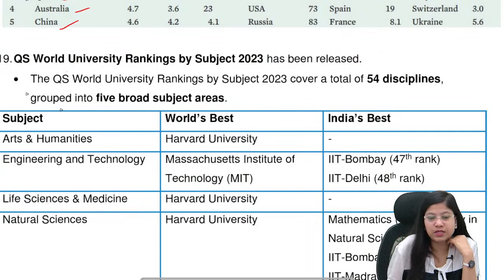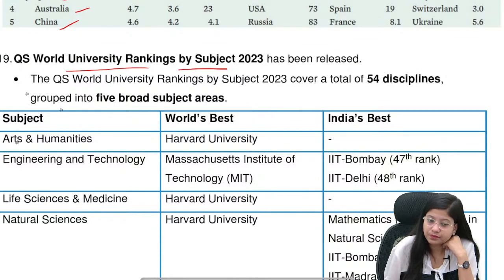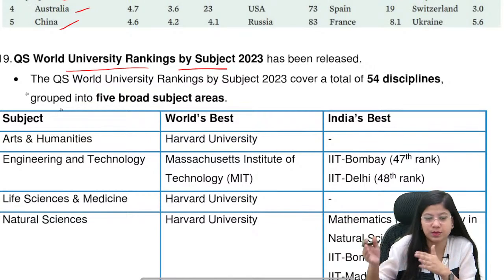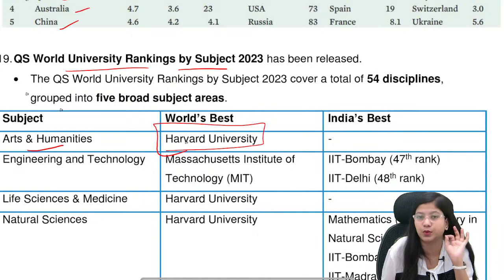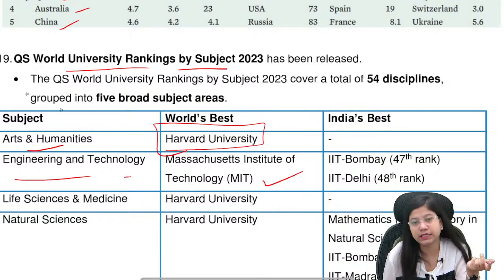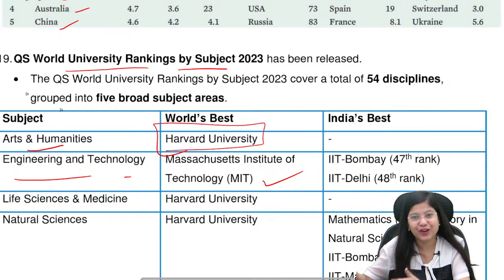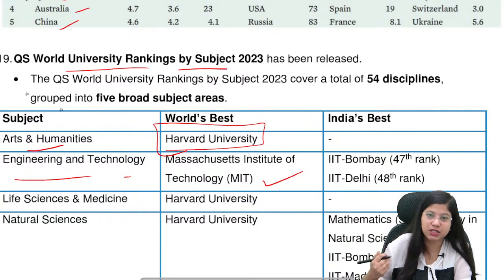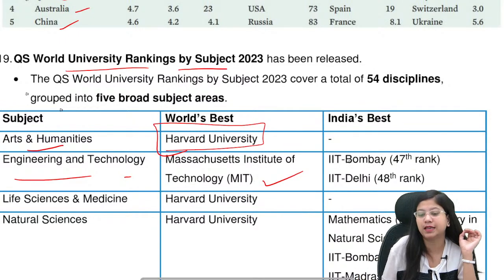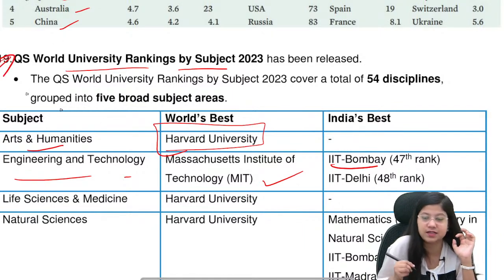Next is the QS World University Rankings by subject. So it gives the rankings on the basis of the subject. As far as arts and humanities is concerned, the world's best is Harvard University. In engineering and technology, MIT, the Massachusetts Institute of Technology, is number 1. And if you want your brother, sister or your child in the future to study engineering in India at the top, then we have IIT Bombay at the best position as far as this ranking is concerned.